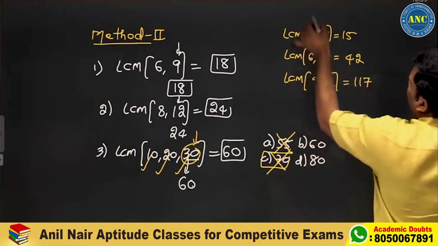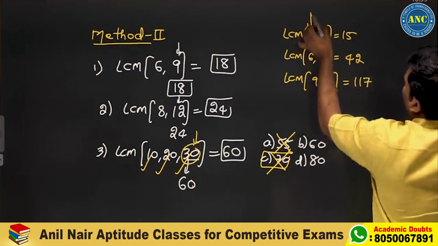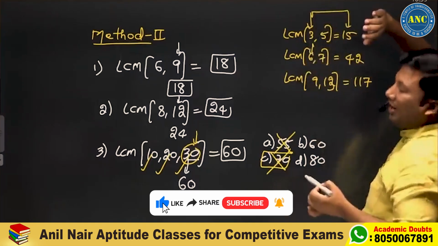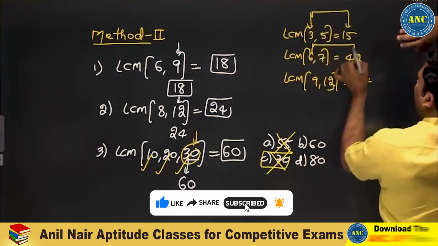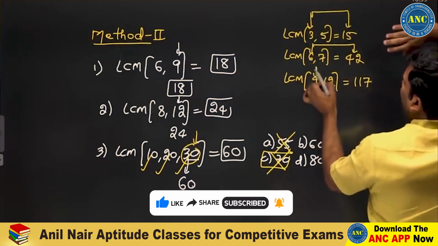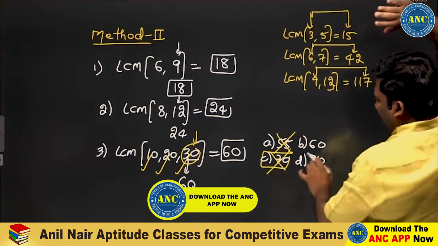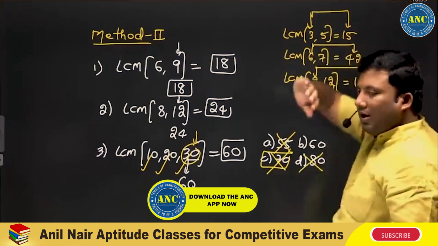Now see, if one input value is a multiple of 3, the answer is also a multiple of 3. Input one value, it is a multiple of 3, the answer is a multiple of 3. So the answer should be a multiple of 3. 80 is not a multiple of 3.